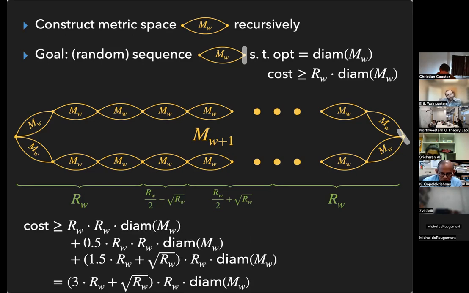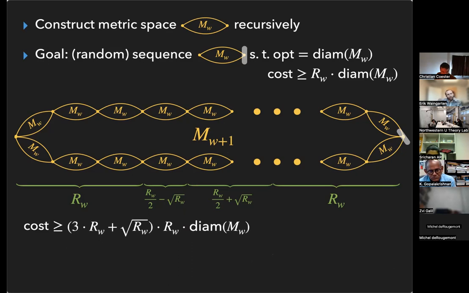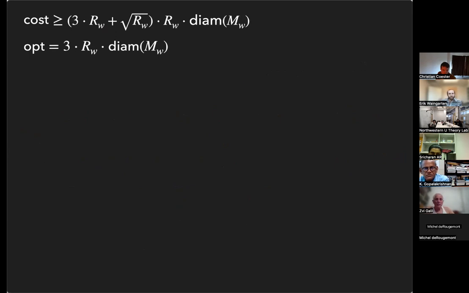So, okay, let me just go back. If you add this together, then you get this as the lower bound on the total cost of the online algorithm. The offline algorithm can serve this more efficiently because it knows in advance which of the two branches will get killed. So it will just choose the correct branch and move towards the end, paying only the diameter in each individual copy. So the offline only pays 3 times RW times the diameter of the individual copies. Okay. And now to get a lower bound, we just need to divide these two quantities.